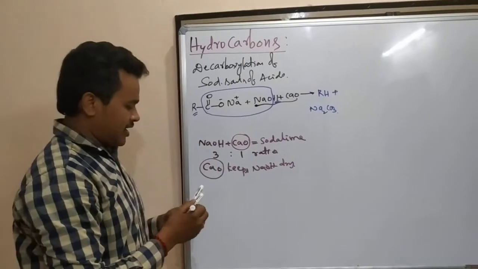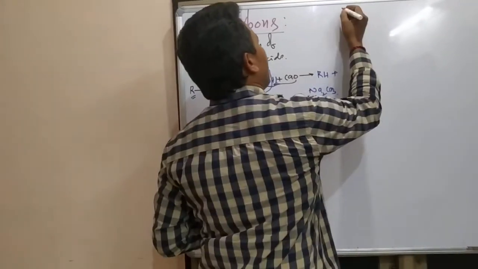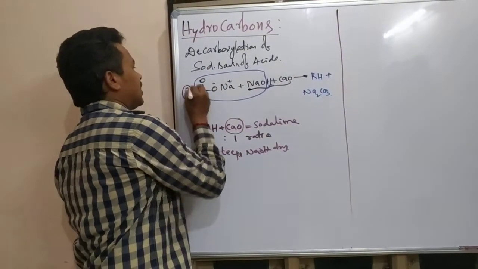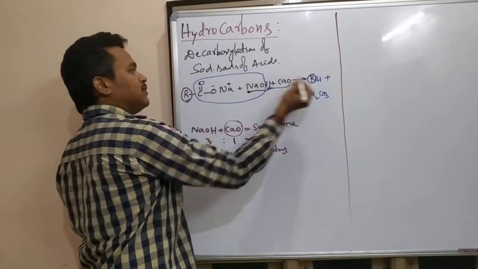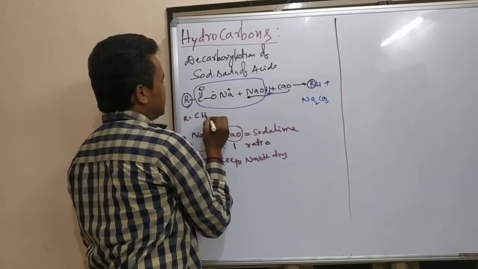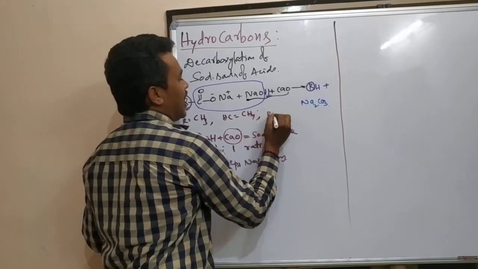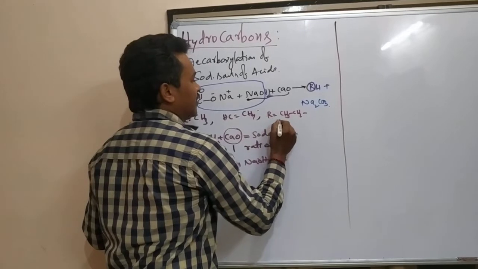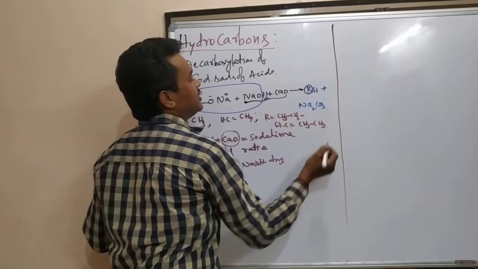In a similar way, what we are going to study is one more point here: the R group only comes here. So if CH3 is taken, CH4 will come. If R is CH3CH2, then the hydrocarbon will be CH3CH3. This is ethane.